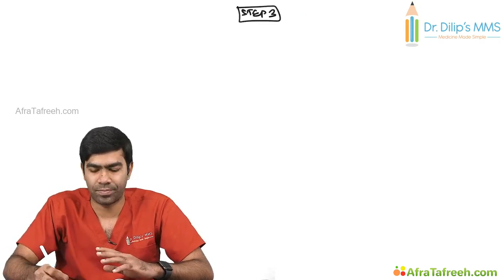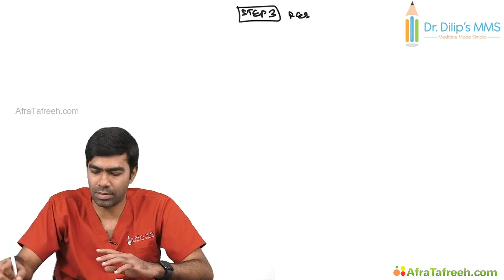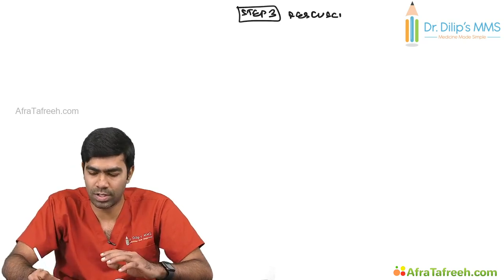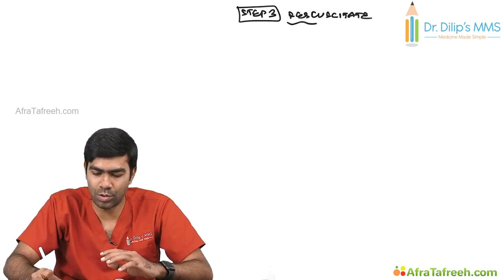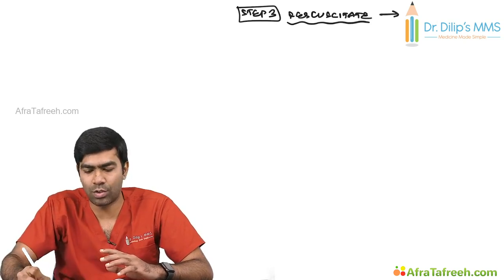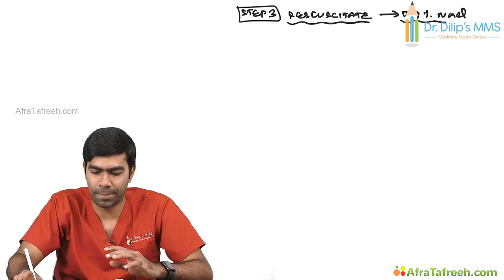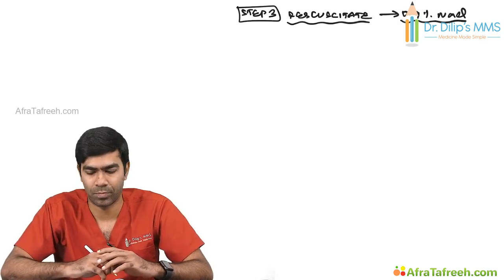In step 3, I'll be resuscitating the patient because they'll be having a gross volume loss and a hypovolemic state. So first I have to resuscitate the individual. And the fluid of choice for resuscitation, we know very well, is always isotonic saline, that is 0.9% NaCl.